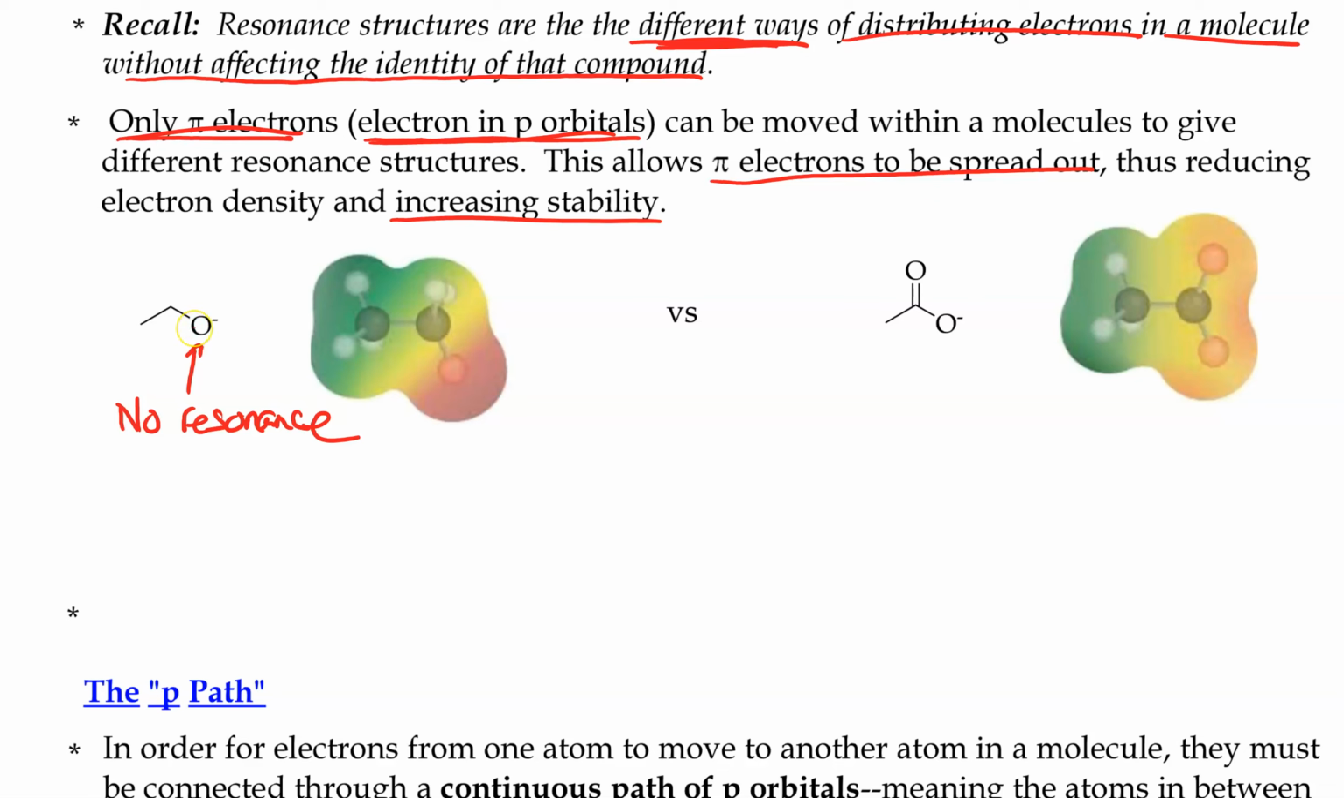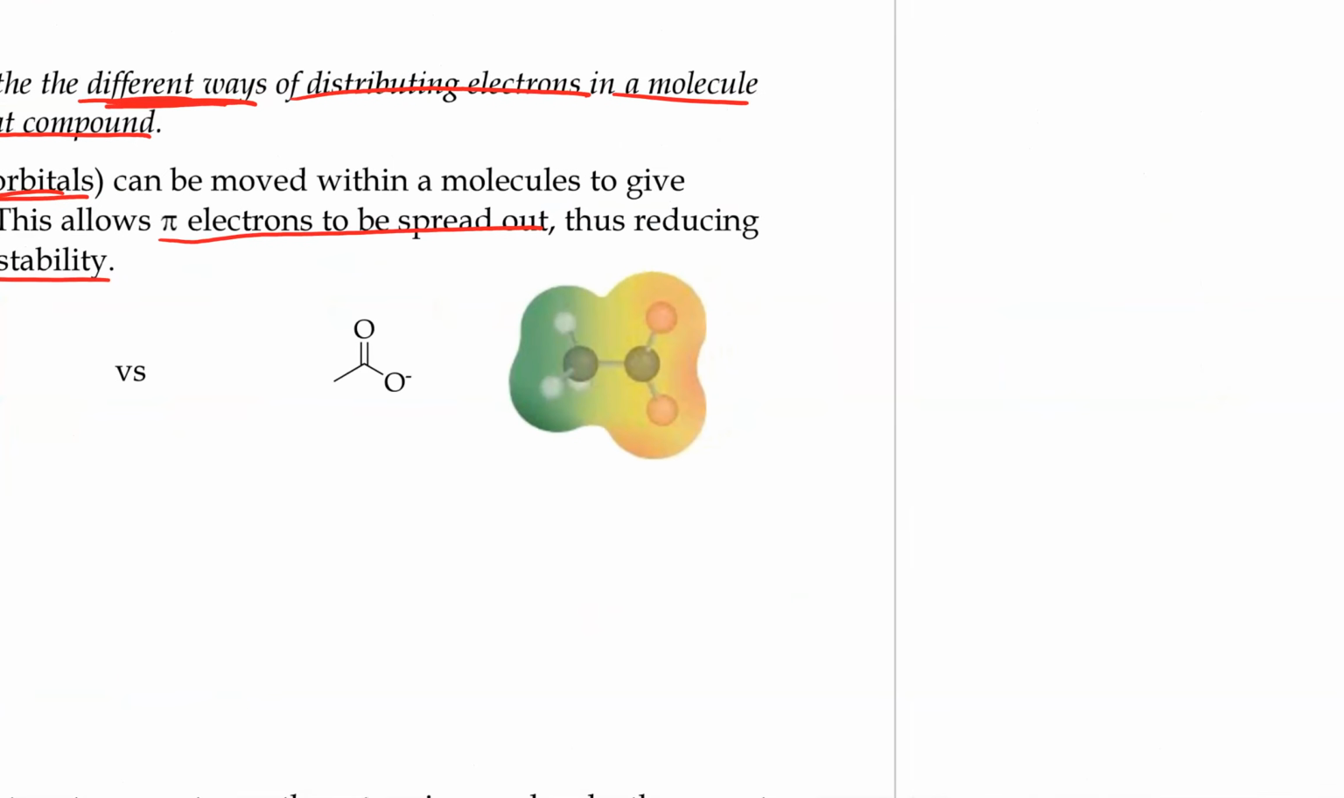Because this ethoxide cannot form a resonance structure, the electrons would always localize on this oxygen right here. That creates a very high electron density surrounding this oxygen, as shown here on the electrostatic potential map. Due to the build-up of high electron density on this oxygen, this molecule is unstable or reactive. We can compare this with a different molecule, in this case acetate.